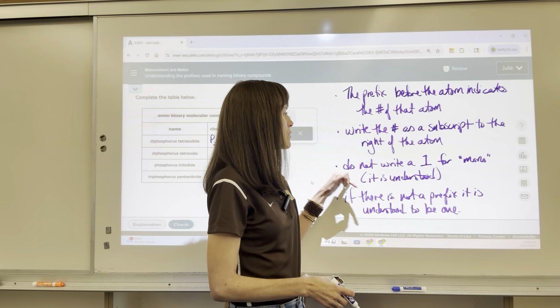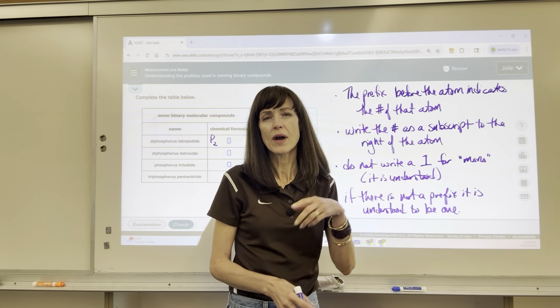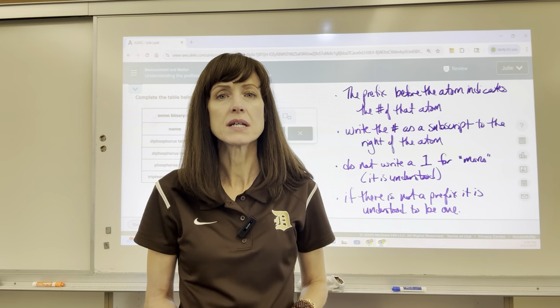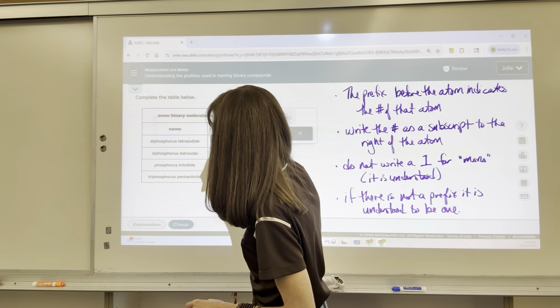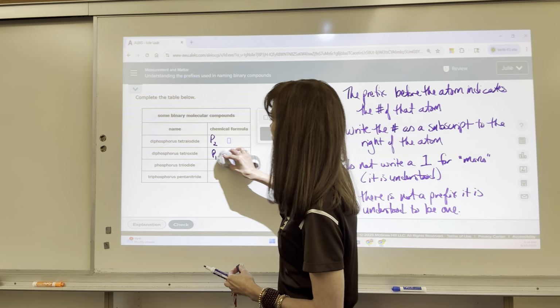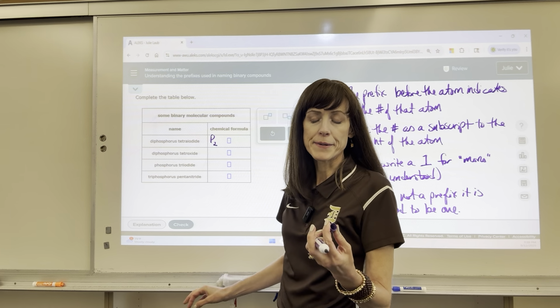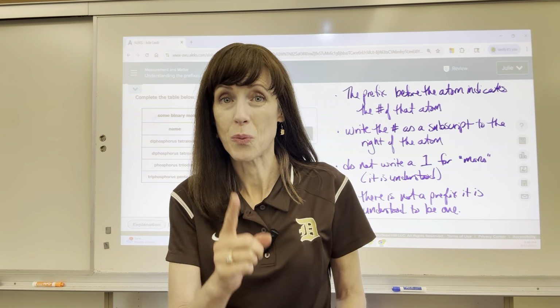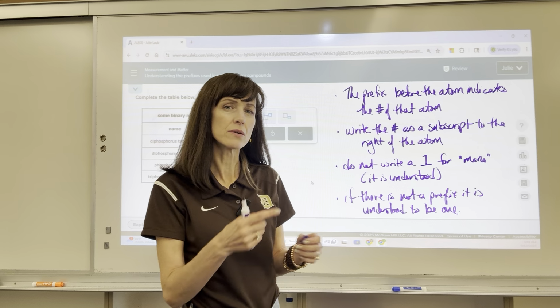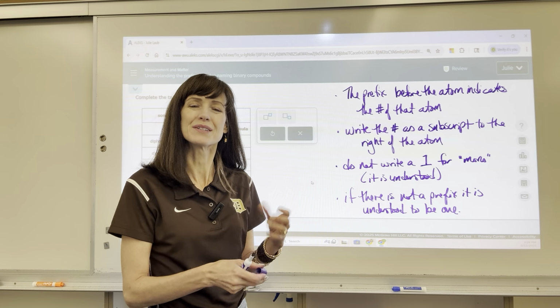Next, do not write a 1 for mono. So if you have 1 atom, we don't write the 1 as a subscript. We would never do like a P with a subscript 1. We just write P. That is understood to be 1. So if you have the word mono, don't write the 1, just write the atom. It's understood to be a 1.